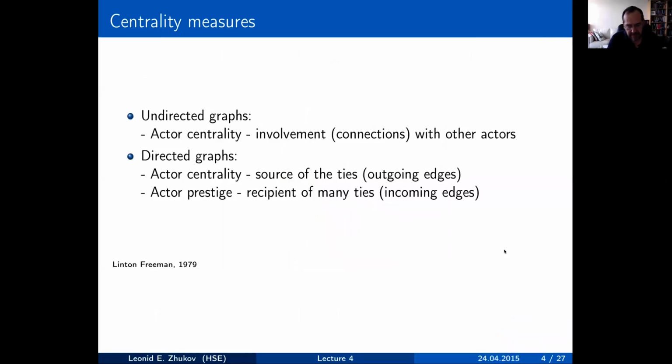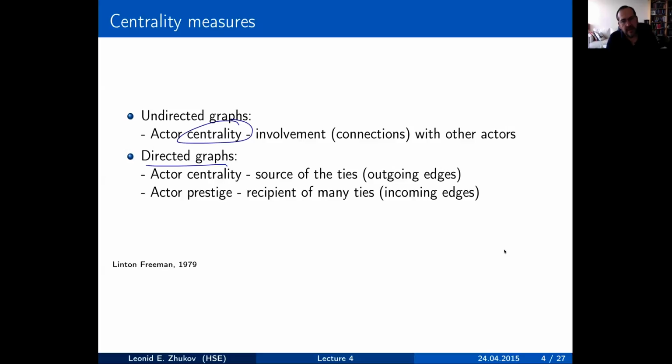We'll consider two types of networks. One type is undirected graphs, or undirected networks. Typically, in this case, we talk about centrality, so how central the node is to that network. Central means, in general, involvement in connections with other actors, and those connections can be direct or indirect. And then we'll look at directed graphs.